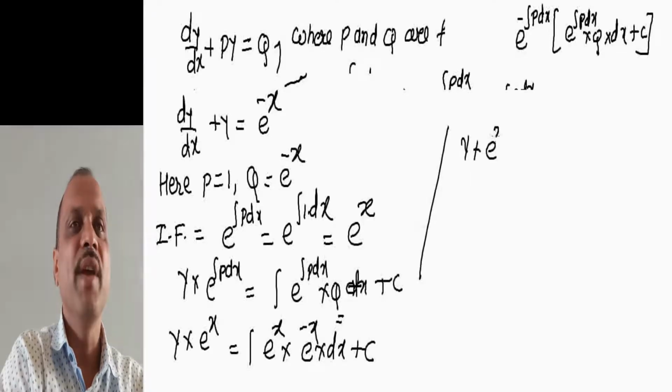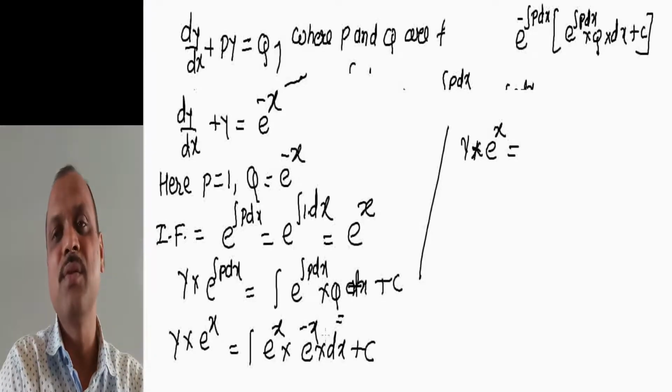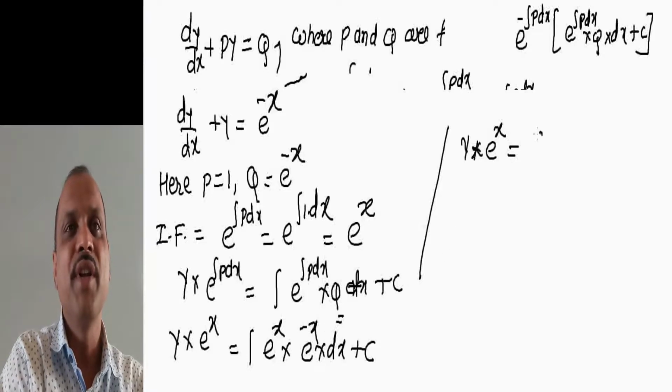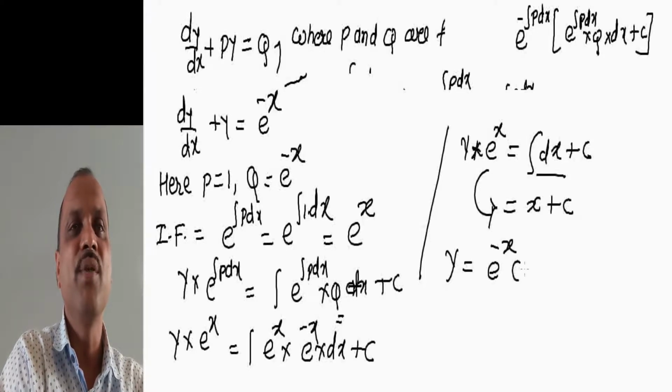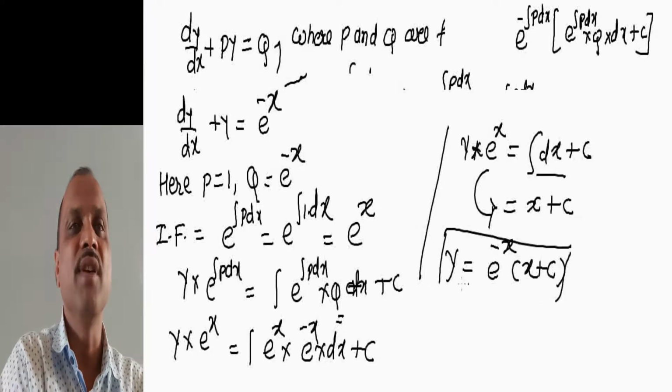So y into e raised to x equals integration of e raised to x and e raised to minus x, that is e raised to x minus x, e raised to 0, and e raised to 0 is 1. So integration of dx plus c equals x plus c. Now transfer this to this side, so y equals e raised to minus x into x plus c. This is the solution of this equation.